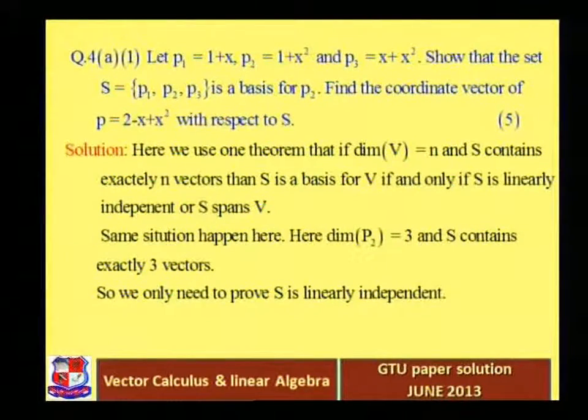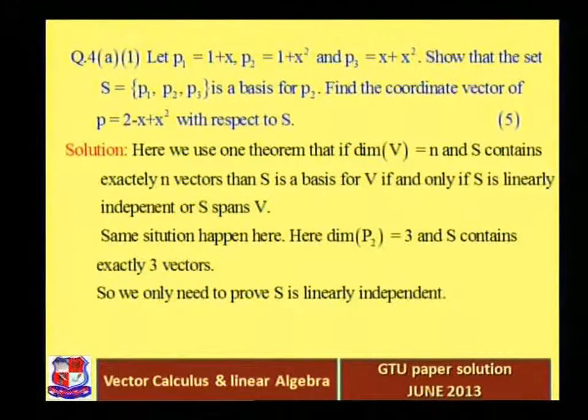Now here we use one important theorem. What is the definition of basis? B is called a basis for the vector space V if B satisfies the following 2 conditions. The first condition is B is linearly independent, and the second condition is B spans the vector space V. If one of the conditions is dropped, then B is not a basis for vector space V. But here we use one important theorem.